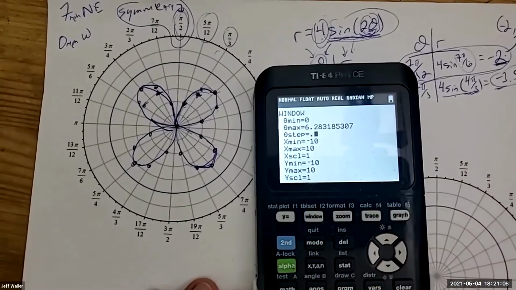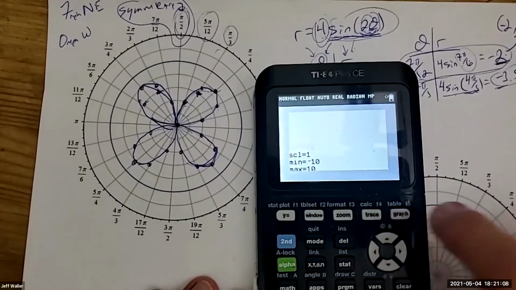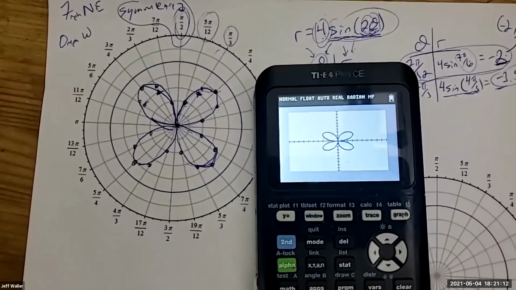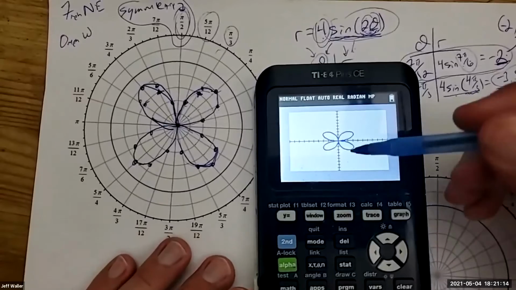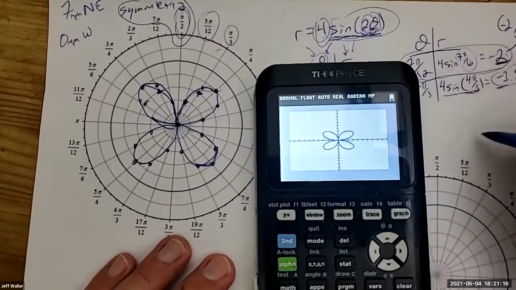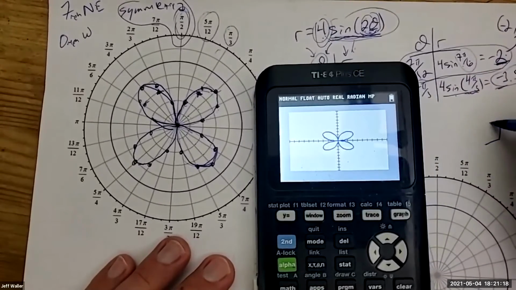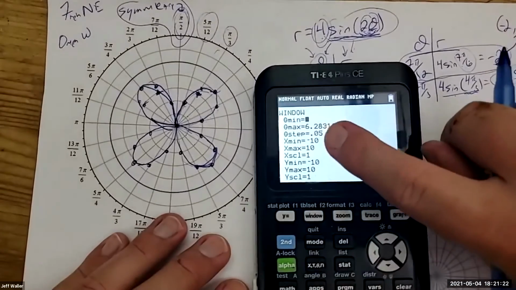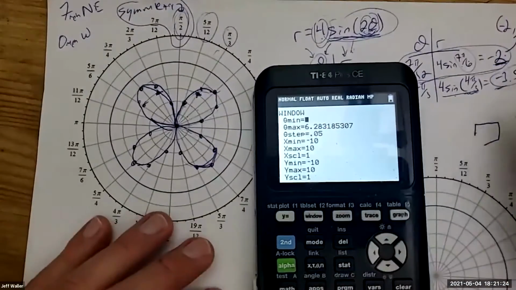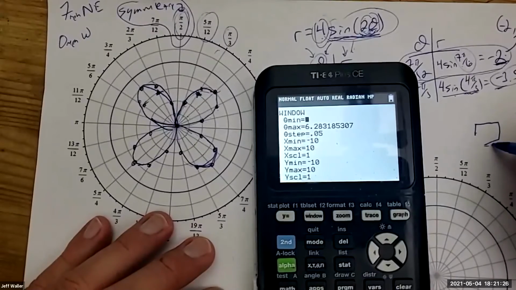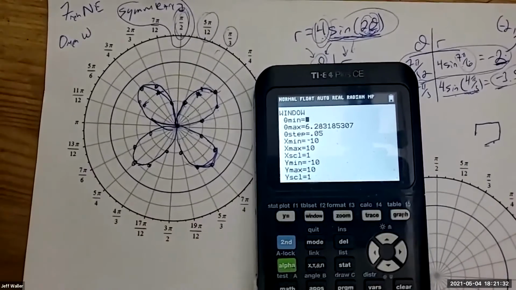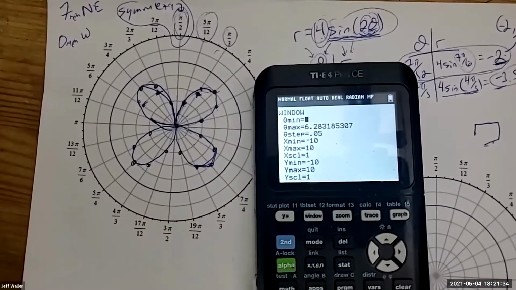If I make this a little bit like 0.05, it should get better. See, it wasn't that bad, to be honest. If you're trying to graph something on the calculator and you notice it's getting a little bit linear, then you want to change your step size. The step size is basically how far it calculates the next point. Of course, it's like a resolution issue.